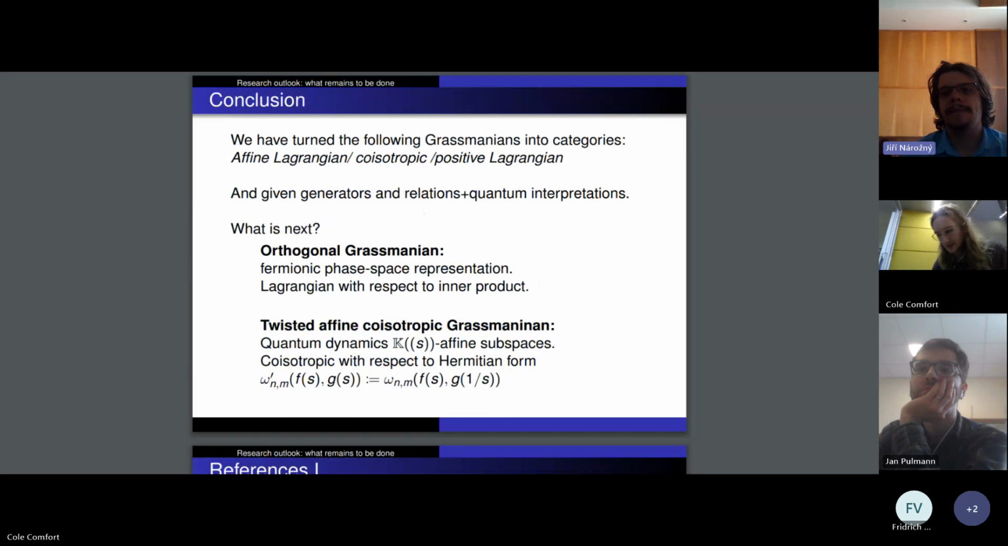For example, if we drop the symplectic structure and just work with the inner product, then we have the orthogonal Grassmannian, which is like the fermionic version of the bosonic picture represented in this talk. What do we get there? Can we do the same thing? Can we get some string diagrams for the phase space representation of fermionic quantum mechanics?